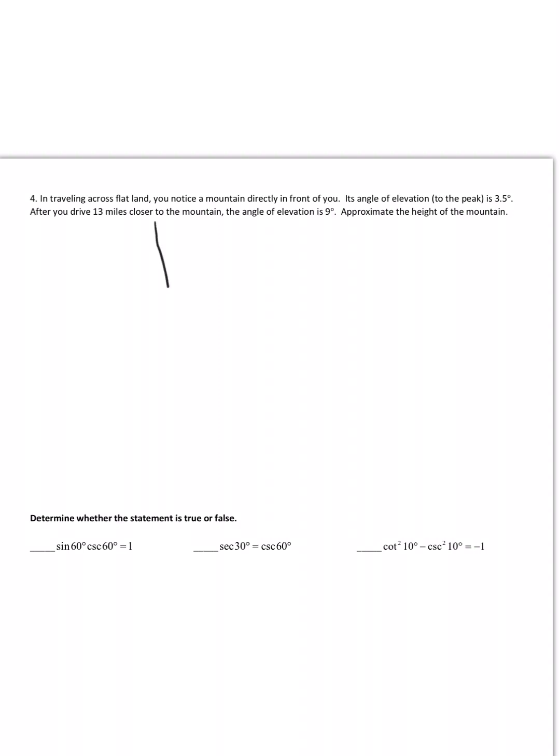Okay, so we know it has to be a right triangle because that's what we're doing, right? This is what we're trying to find, the height. So if we start, it says the initial angle of elevation right here is 3.5 degrees, right? And it says then we traveled 13 miles to this point. And now we still have a right triangle, but now the angle of elevation is 9 degrees. So what we don't know is this length right here. So we have two unknowns, don't we? Really, all they want to know is the height of the mountain. So we're going to have to do some fancy trig here.